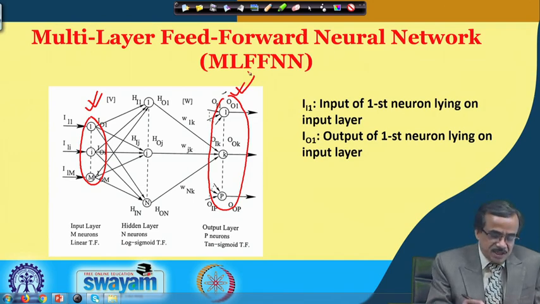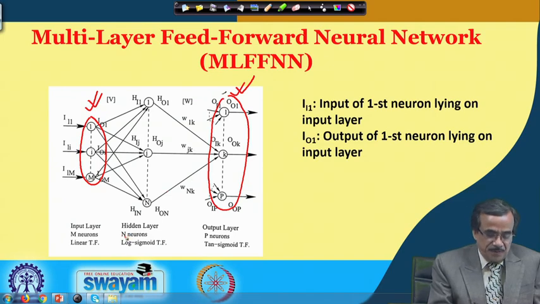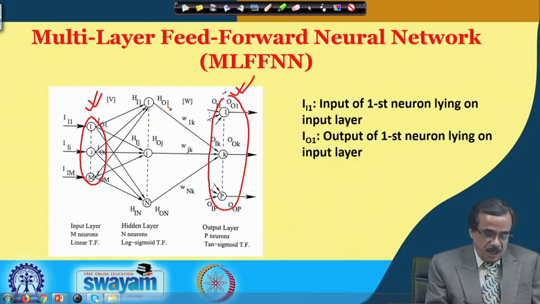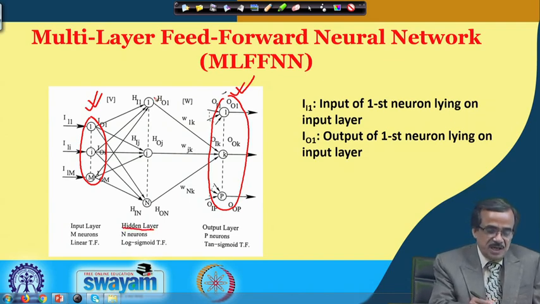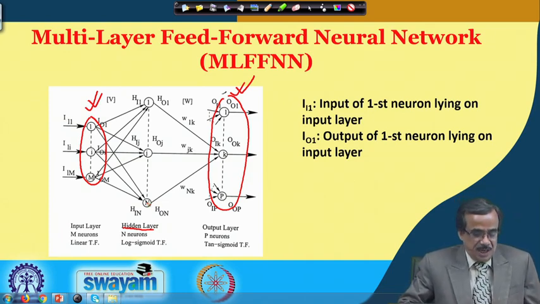Now, the architecture of this particular network depends on the number of hidden layers and the number of neurons you put in each of the hidden layers. For simplicity, we have considered only one hidden layer, and this hidden layer is having say capital N number of neurons. Now, how to decide the number of hidden layers, or how to decide this particular architecture? That I am going to discuss a little bit.